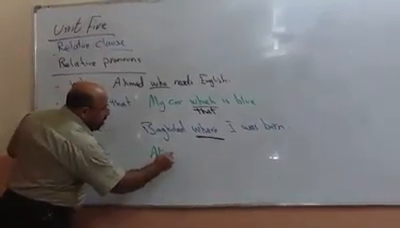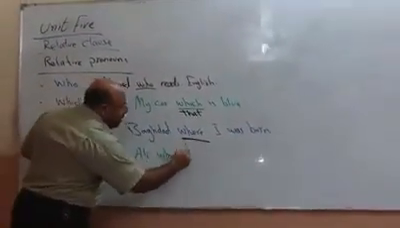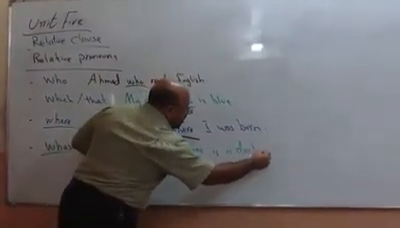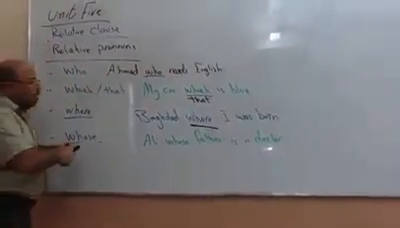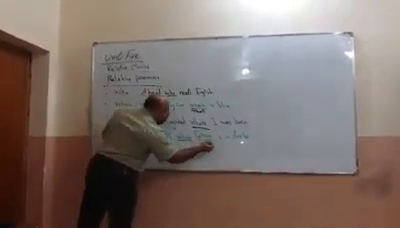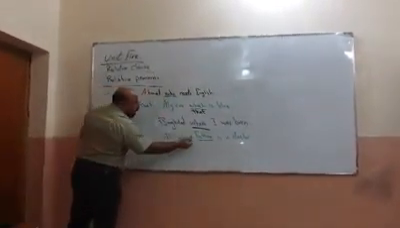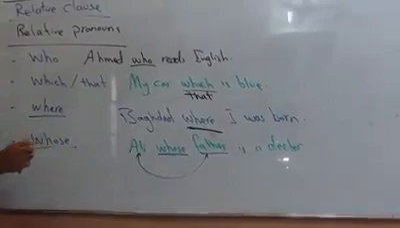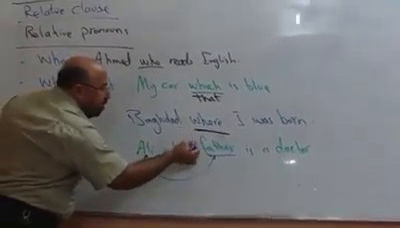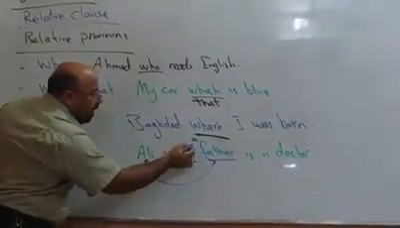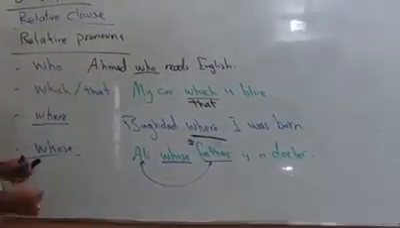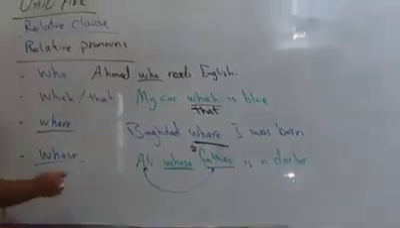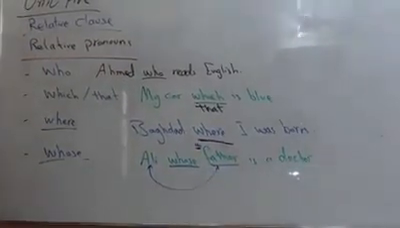Ali, whose father is a doctor. Ali, whose father is a doctor. Father, Ali's father, okay? Father is Ali's father. His father. We have his here. His father, okay? This father relation we have. Relationship with Ali, or related with Ali. Okay, Ali, whose father is a doctor. Okay.